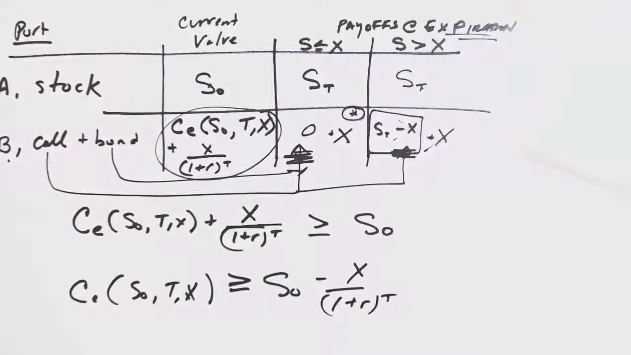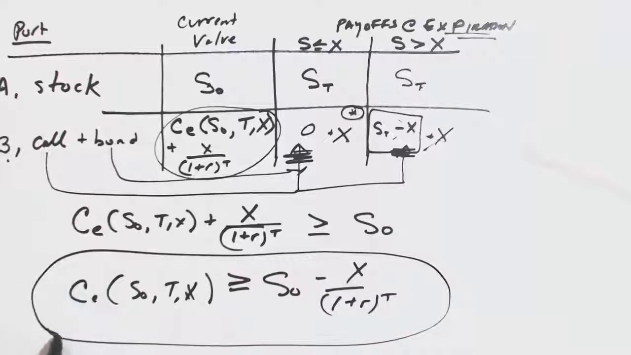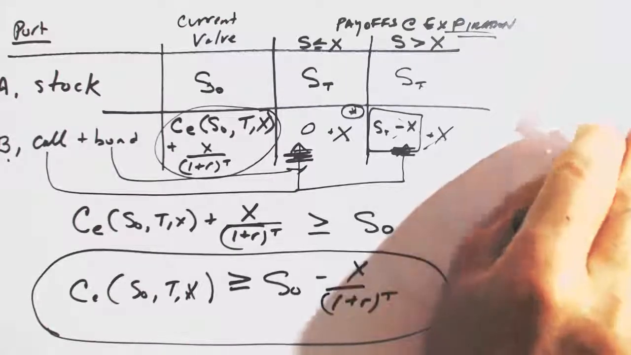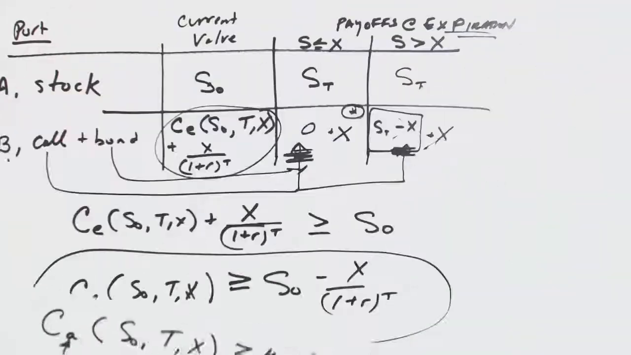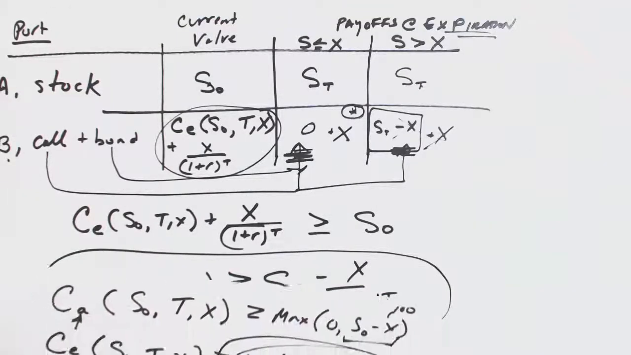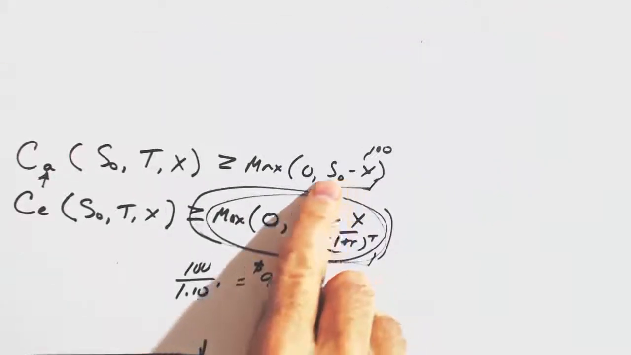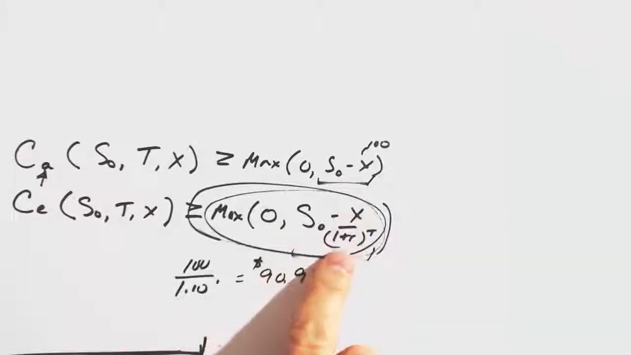And there we have it. There we have the lower bound for a European call. In other words, this European call option must be greater than or equal to this intrinsic value, which is just slightly different than the American intrinsic value that I had done earlier. And the difference has to do with that time value of money component.